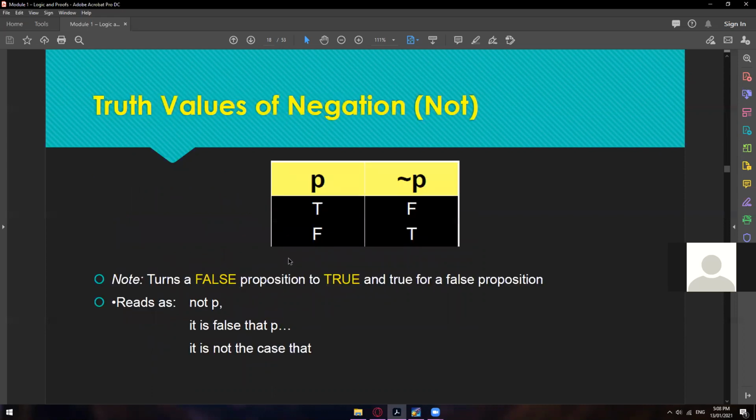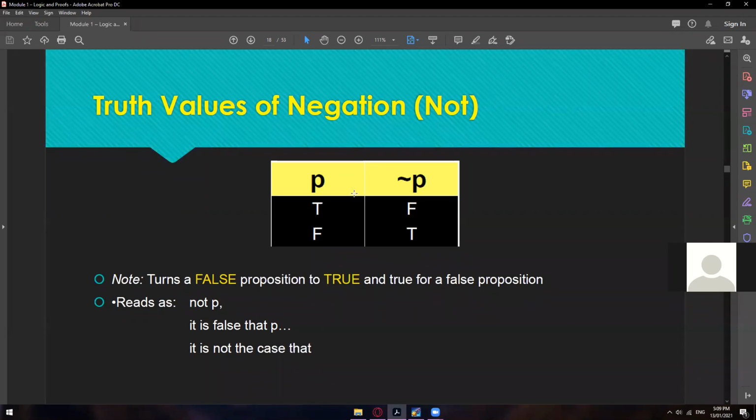The next one is the truth values of negation, wherein negation is represented by not, or it is false that, or it is not the case that. Pero, again, para di tayo malito, pwedeng ang gamit na lang natin is not. Agad-agad, not P or not Q or whatsoever. So again, gaya ng sabi ko kanina, if the value is true and then if you negate that one, it will become false.